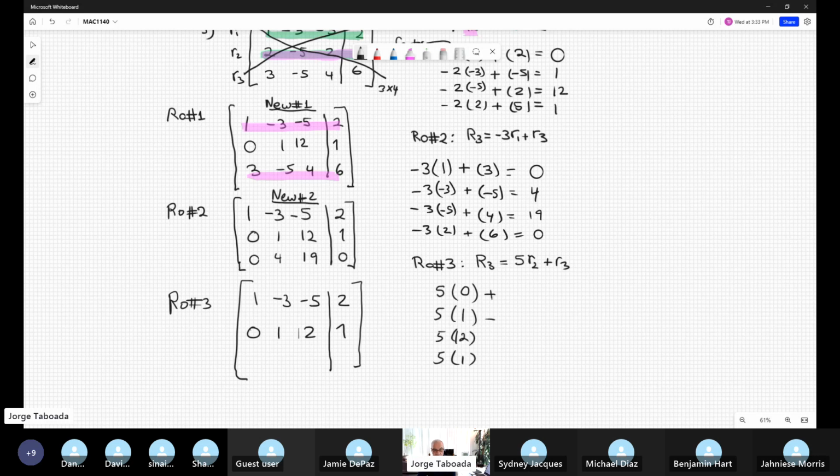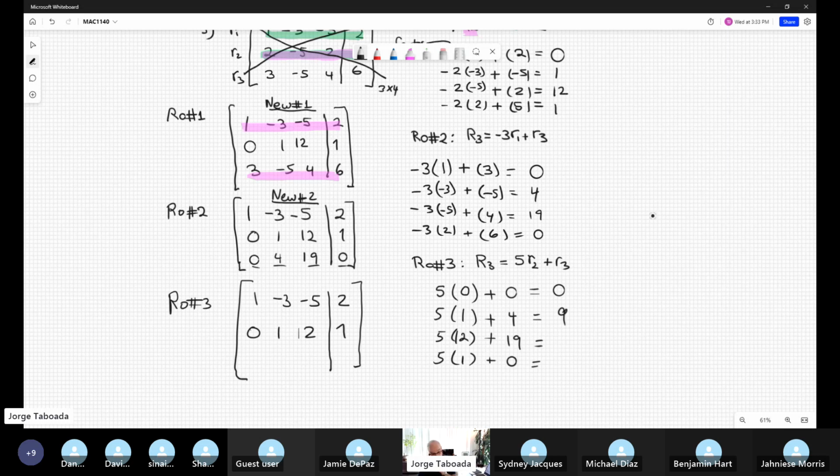Plus the corresponding number in the same position of the row 3, of course, of this guy, no? Is 0, is 4, is 19, and this is 0. Okay, so we have 0, 5 times 0 is 0, plus 0 is 0, 1 times 5, 5 plus 4 is 9.